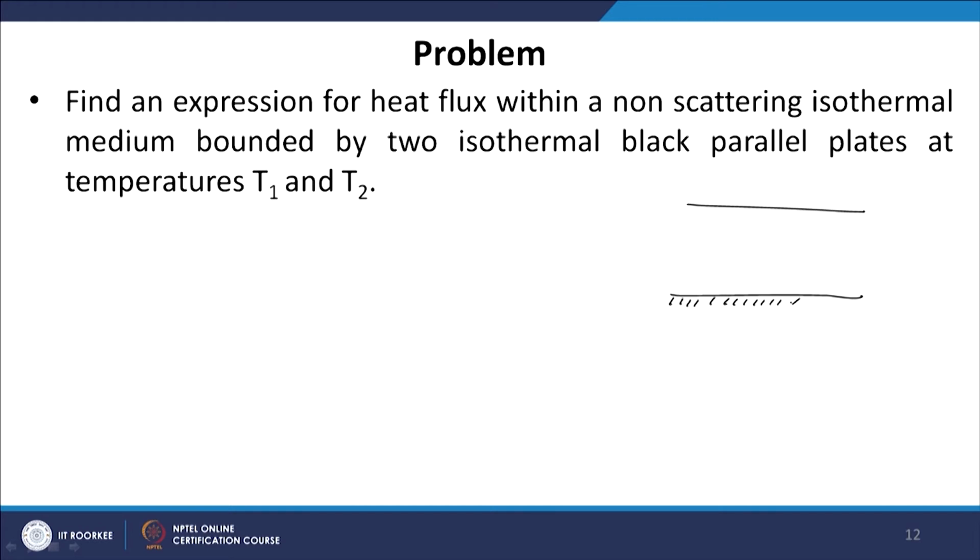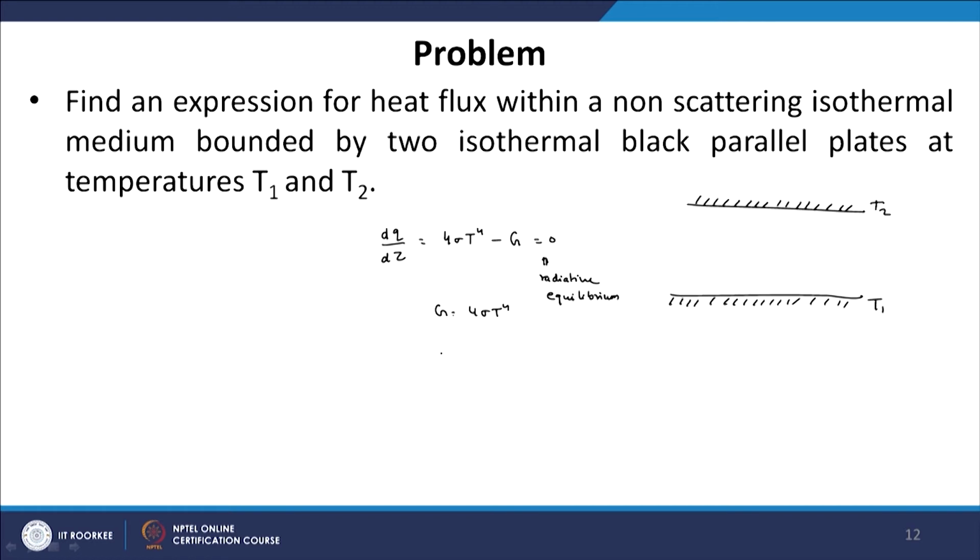The bottom plate is at temperature T1, it is black, and the above plate is at temperature T2, it is again black. So, we write down the equation dq by d tau is equal to, now omega is 0, it is not a non-scattering medium. So, we get 4 sigma T power 4 minus g, and this is equal to 0. Why 0? Because of radiative equilibrium. So, g is simply equal to 4 sigma T power 4.